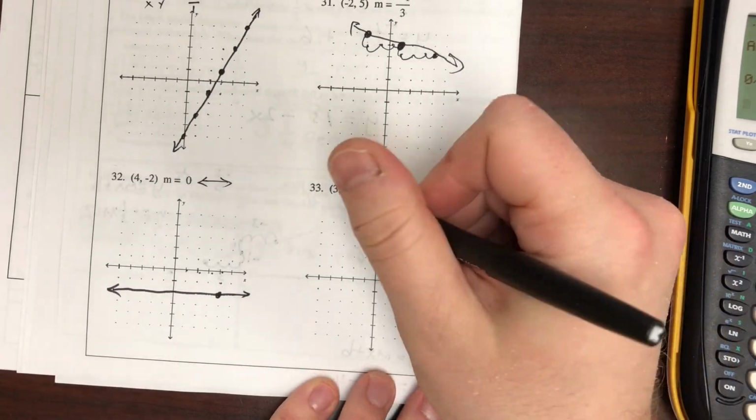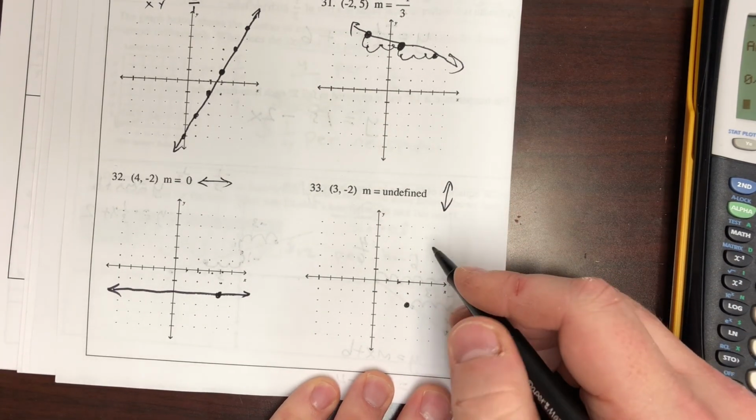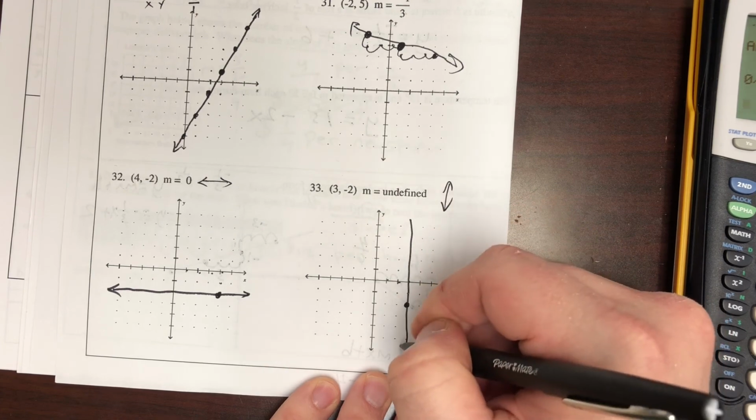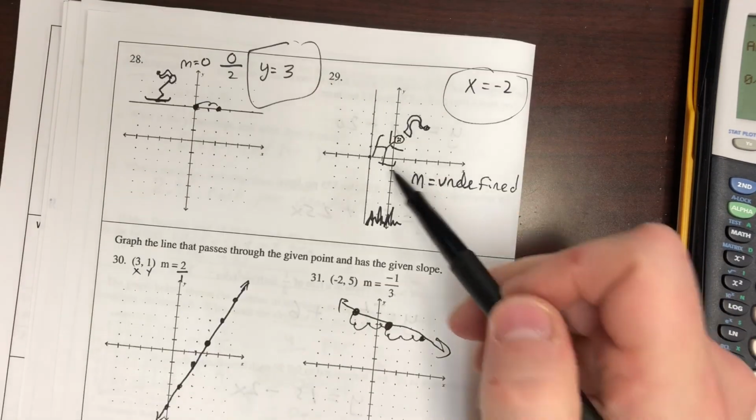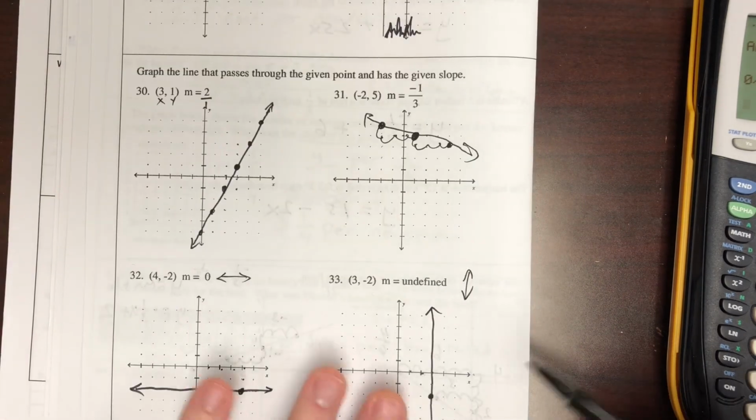And then 3, -2. We'll go 1, 2, 3, 1, 2, bop. Slope undefined. The spikes are not necessary. You don't need to draw the skier and the spikes or the skier not having any fun. But there you go. Cool.